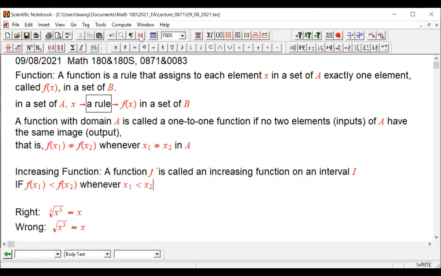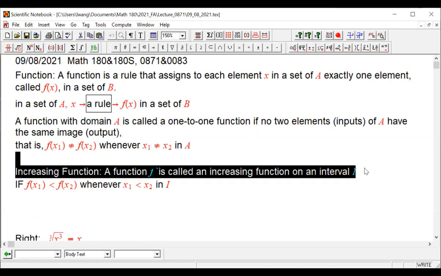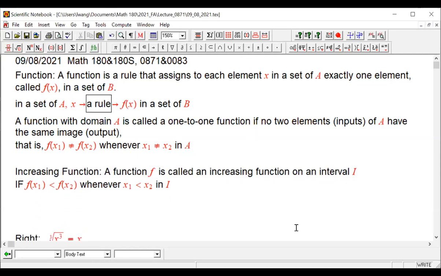In the interval I. Okay. That's the definition of an increasing function.